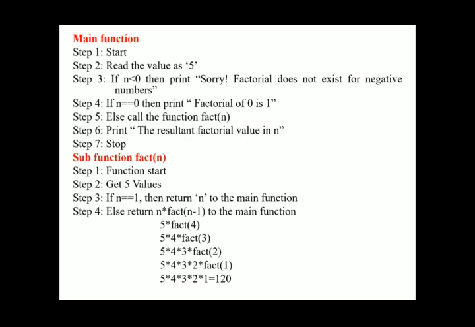When fact of 1 is called, it checks the condition 1 equal to 1. Now the condition is true and it returns 1. So the final value will be 120, and the value is returned to the main function, and 120 will be displayed in step 6 of the main function. And in step 7, in order to terminate the algorithm, stop is used. So thank you.